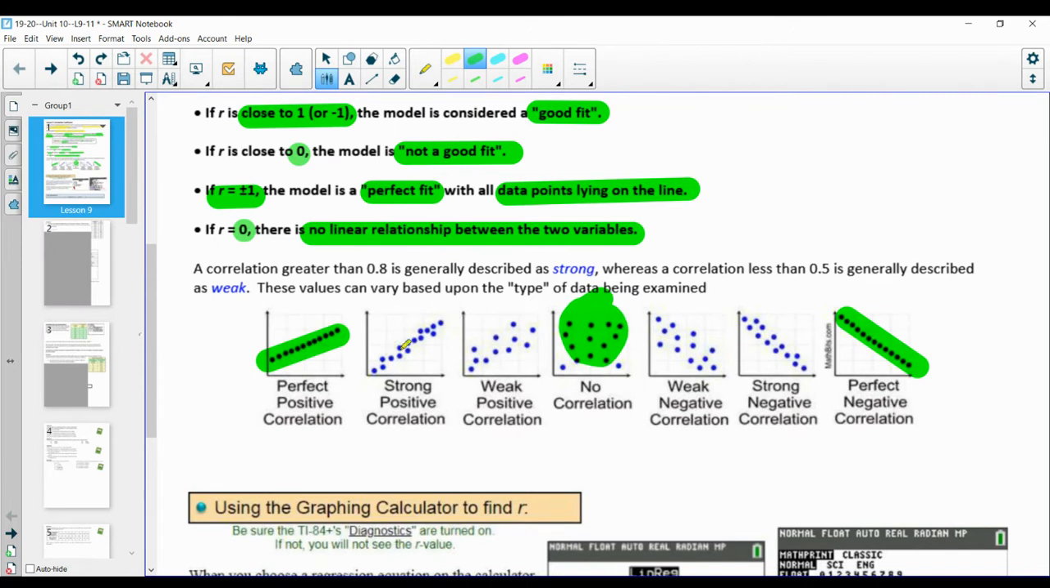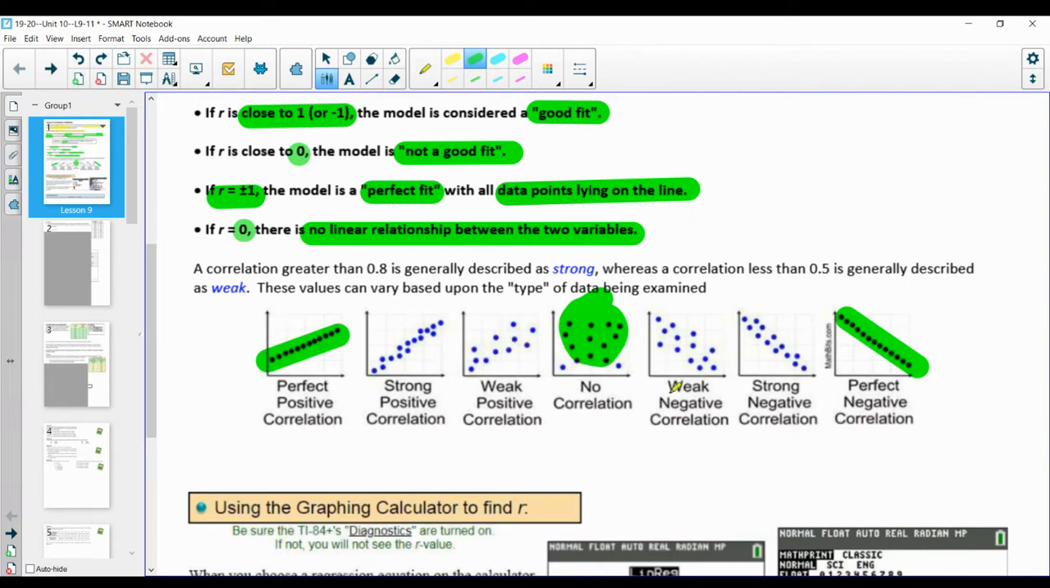Over here, we have positive and it's strong, so that would mean that our r is close to 1. So maybe it's about a 0.8. Over here, we have a weak positive. That means our r is still positive, but it's not very good, so maybe it's about a 0.4.